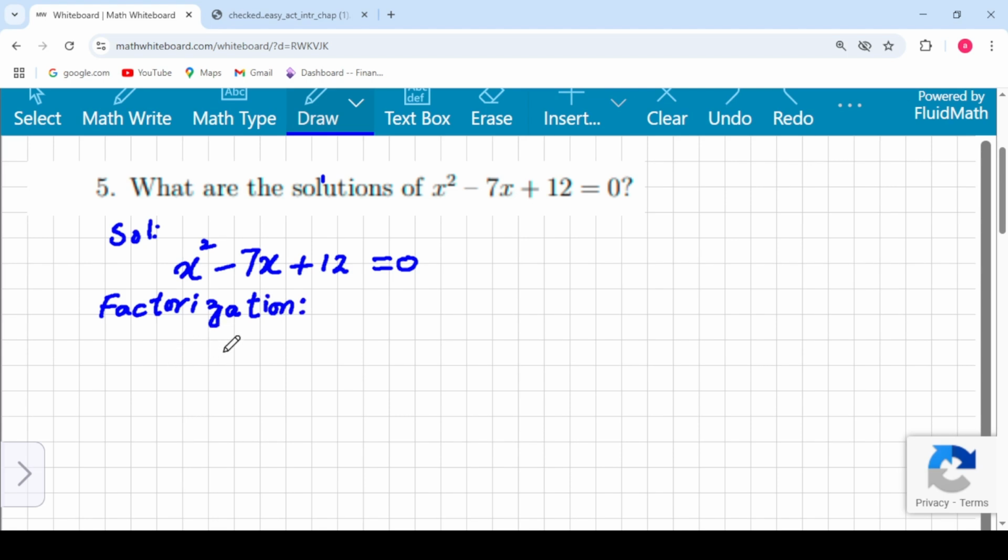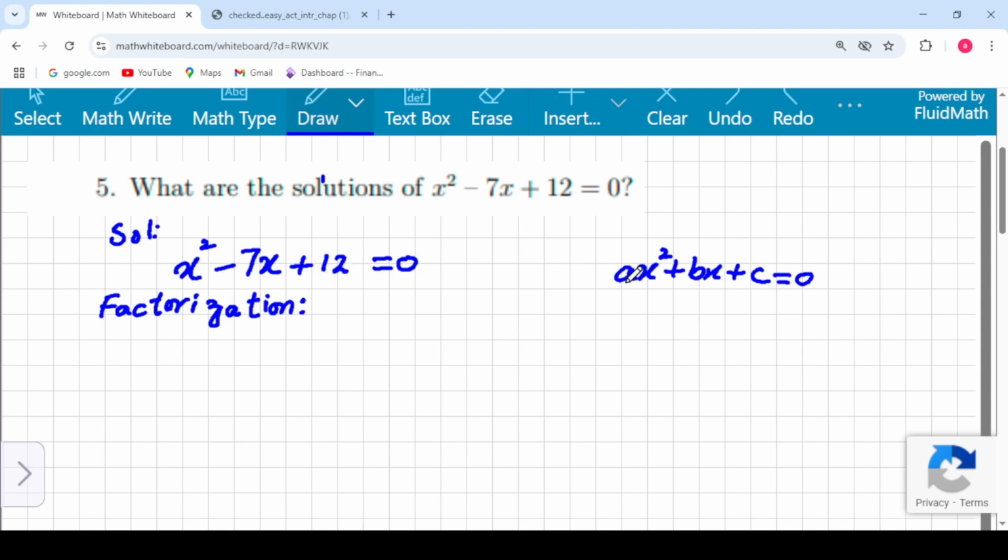For the method of factorization, the first thing is that the equation should be in standard form. Standard form is like this: ax square plus bx plus c equal to 0, meaning the term involving x square comes first, then the terms involving x, and then the constant value, equal to 0. So this is already in standard form, so there is no need to write another form.